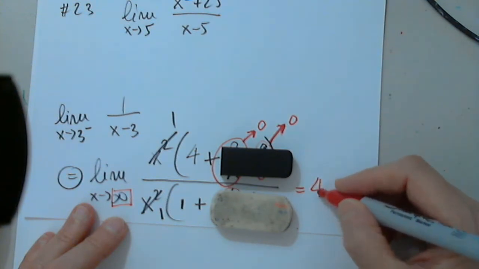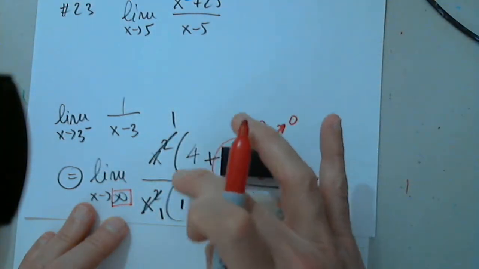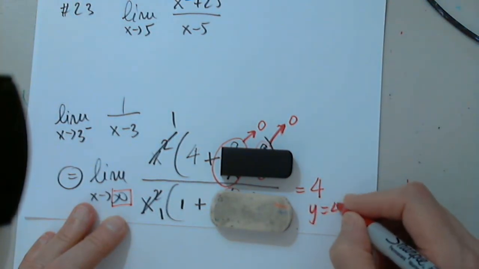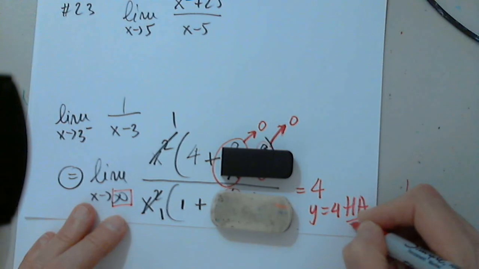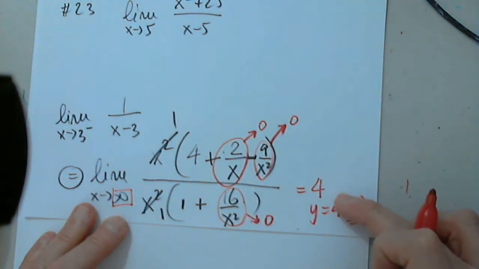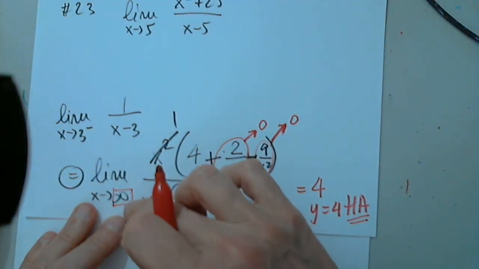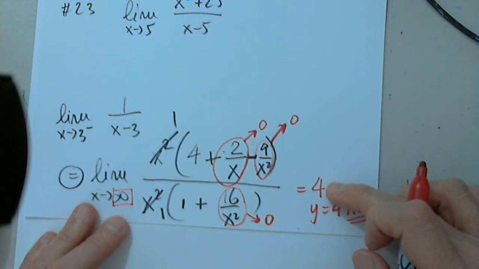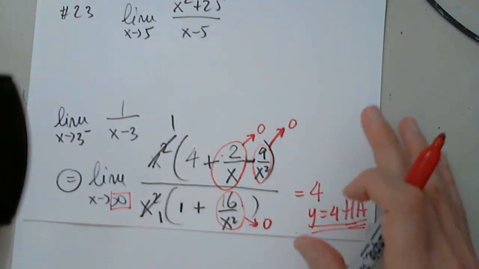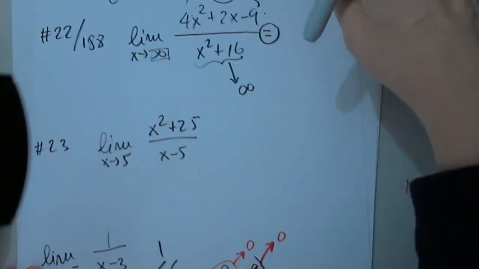4. Very good. There is only 4 left at the top. There is only 1 left in the denominator. 4 over 1 will be 4, which means y equals 4 is the horizontal asymptote. Every time we investigate infinities and we get a number, if the limit is from a function as x approaches infinity or negative infinity, and the answer is a number, then this is a horizontal asymptote. Good. So now let's go back to 23.